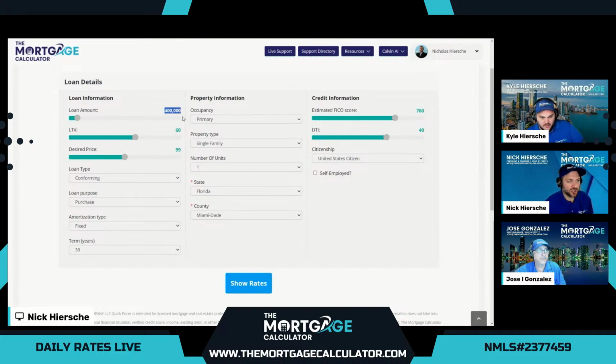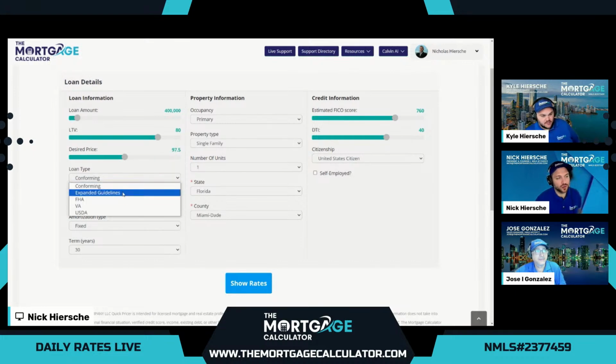So for the demo, we'll set up a basic scenario for all the comparisons here. $400,000 loan amount, set the LTV to 80% loan, 20% down payment. And we're going to ask the computer to find the absolute lowest rates we can offer for conforming conventional. And then we'll go into FHA, and then we'll check out our expanded guidelines, also known as non-QM.